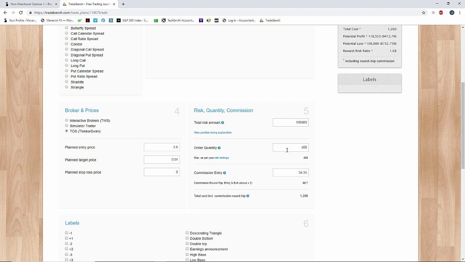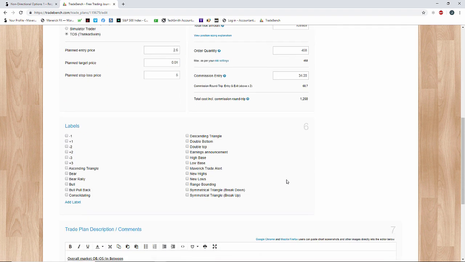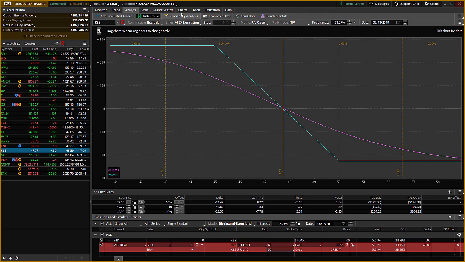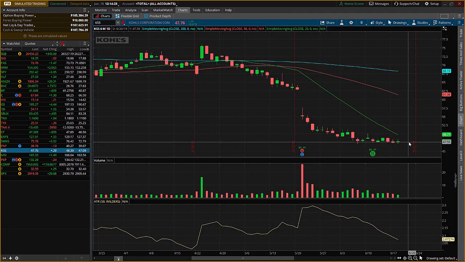It does give me an order quantity saying that I can actually buy 458 shares based on what I've set up with my Thinkorswim risk, but I'm going to change that when we go to place the order. So it's breaking down my commissions, all the other stuff. This is a 0 to +1 or -1, so I'm going to hit a -1 on this. Let's see what else we can see about this, folks. Let's jump back out to the chart. Definitely a low base. Let's put that down.